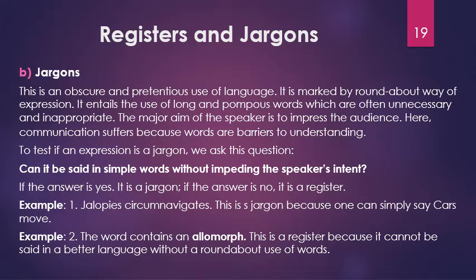To test if an expression is a jargon, we ask this question: can it be said in simple words without impeding the speaker's intent? If the answer is yes, it is a jargon. If the answer is no, it is a register. For example, 1. Jellyfish circumnavigate. This is jargon because one can simply and straightforwardly say jellyfish move around. Example 2. The word contains an allomorph. This is a register because it cannot be said in a better language without going into obscurity.